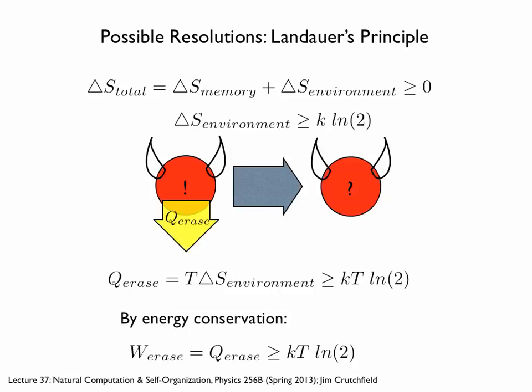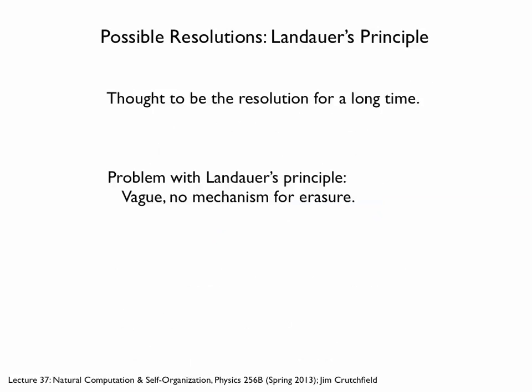That means that the change in entropy of the environment to compensate for this change in entropy of the memory has to be at least k log 2. And that means that the heat that flowed into the environment from the daemon, which is the heat of erasure, has to be T times the change in entropy of the environment, which is kT log 2. And then by energy conservation, the work done for erasure has to be equal to the heat of erasure, and that is also greater than kT log 2.